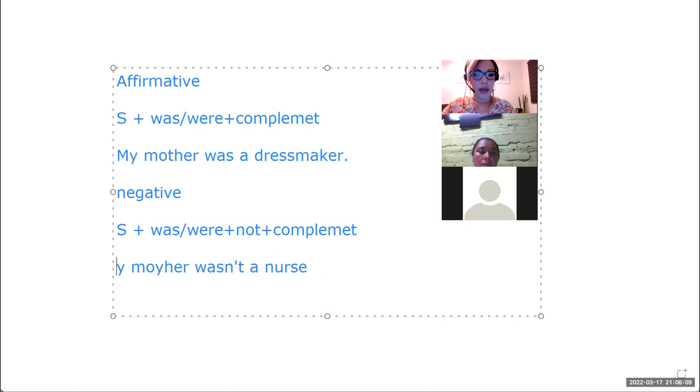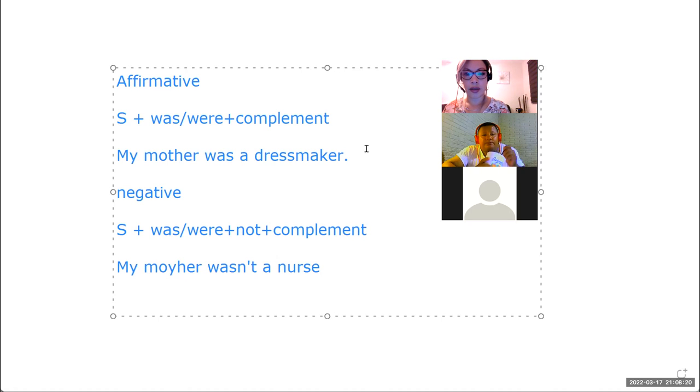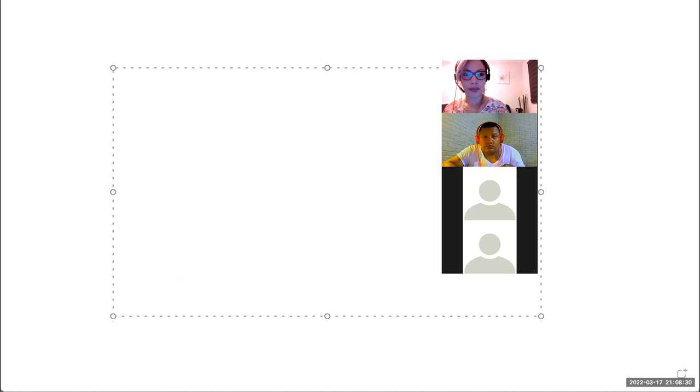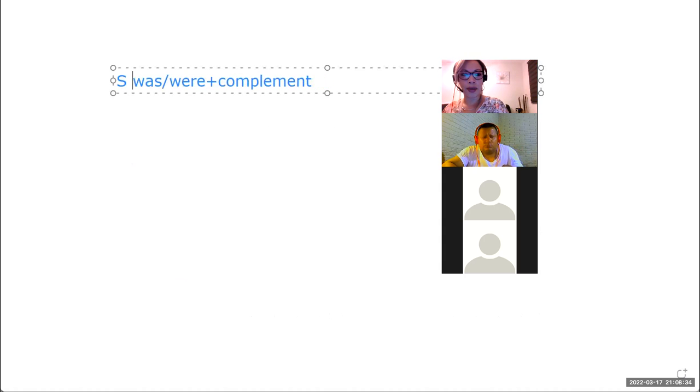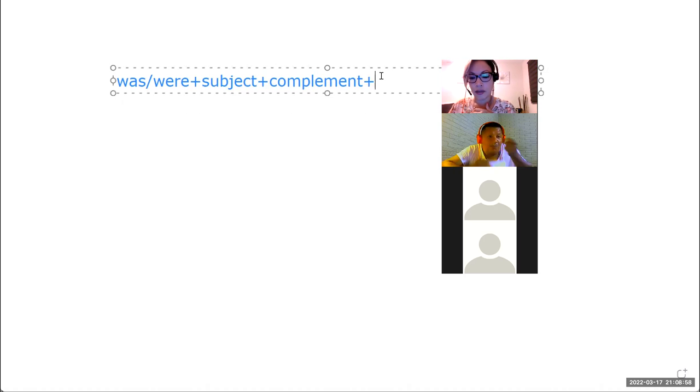Now, if I want to make a yes, no question, what is the structure? Lo que vamos a ver. What is a WH word? No, for a yes, no question, se empieza con was o were. Y luego, pues, el subject. And then we may have a complement. Was or were, subject, complement, and finally, we need to place the question mark. Okay. What is the question mark?